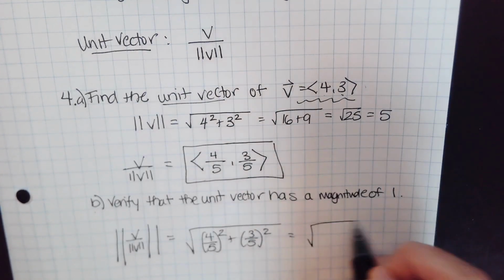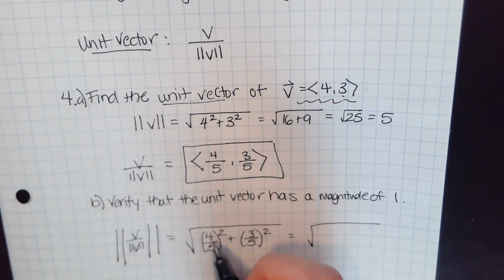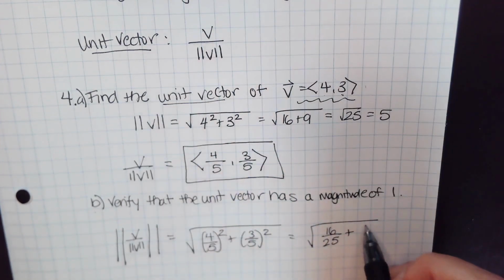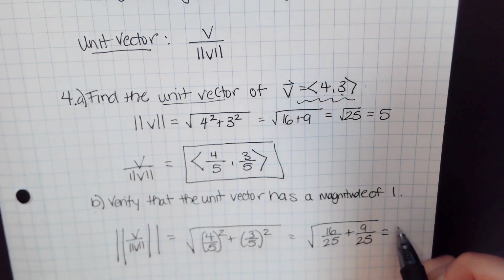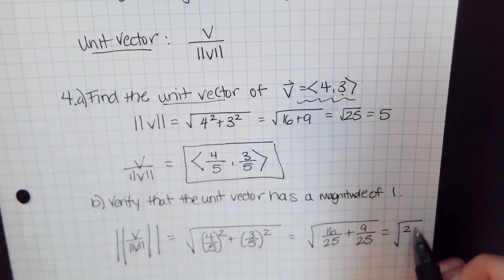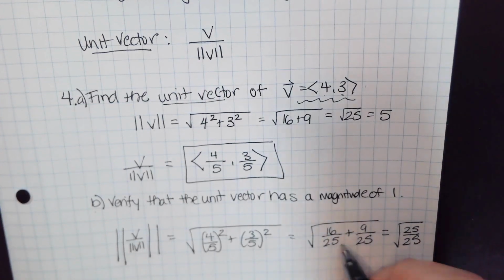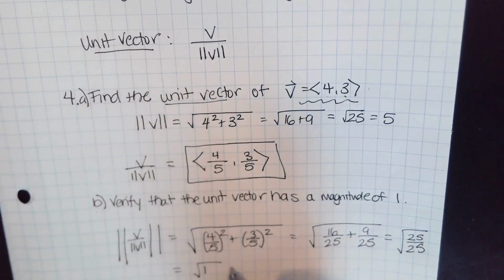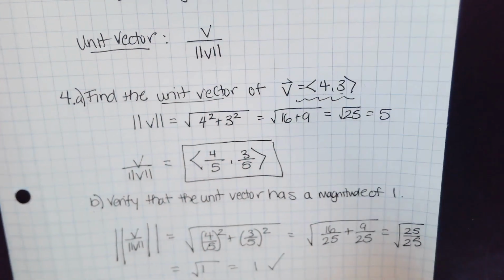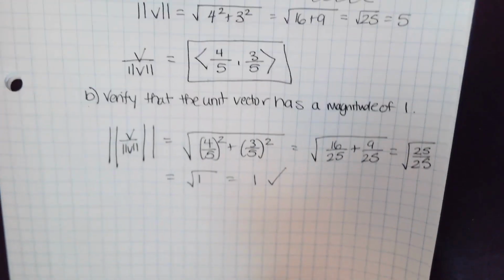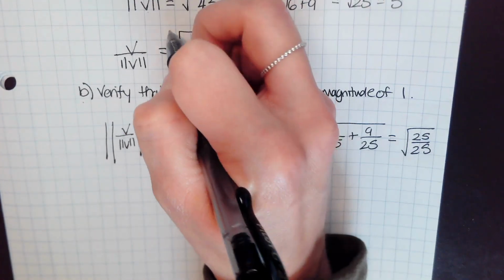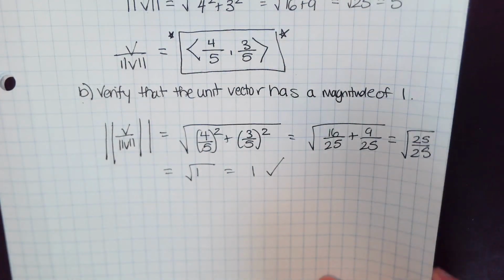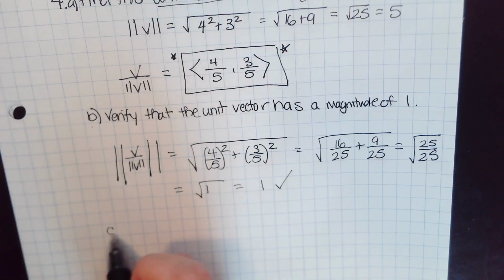All right, so let's do it without our calculator. So 4 squared is 16, 5 squared is 25, plus 3 squared is 9, 5 squared is 25. 16 plus 9 is 25 over 25. Add your numerators, keep your denominator, and 25 over 25 is 1, and the square root of 1 is 1. So it does, in fact, have a magnitude of 1. This right here has a magnitude of 1. That's our unit vector.